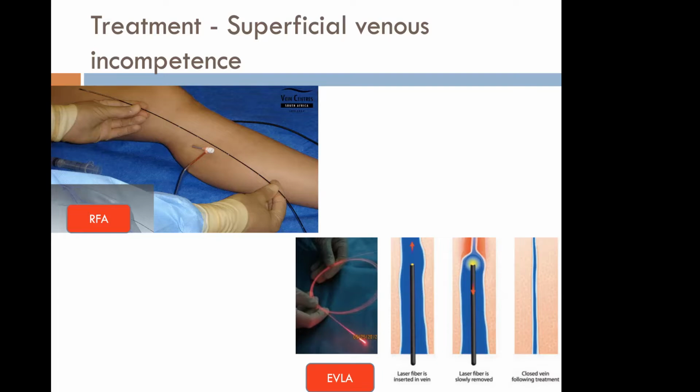And the endovenous laser ablation, very much similar principle. You access the vein, you start ablating about 2 centimeters from the saphenofemoral junction, and you move your way down, you get thermal injury and subsequent obliteration of the vein. You can move on.